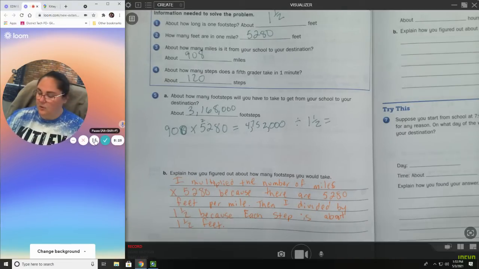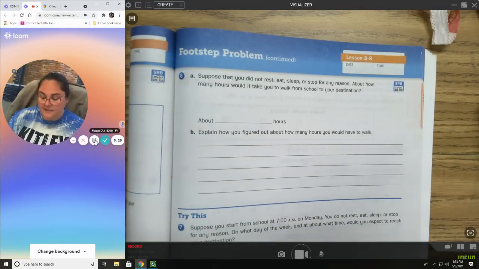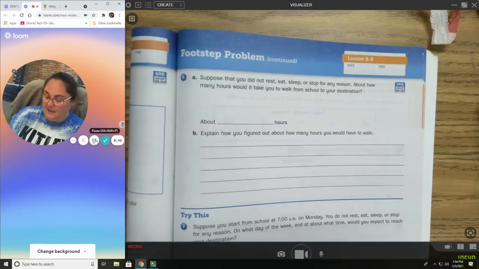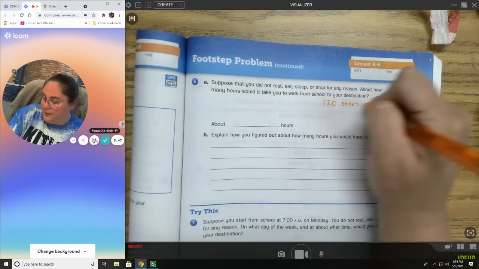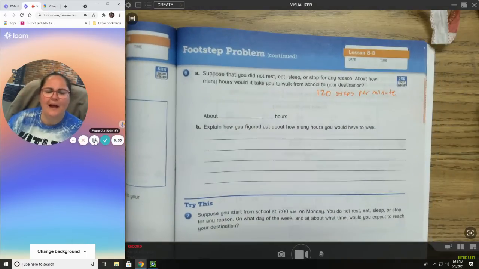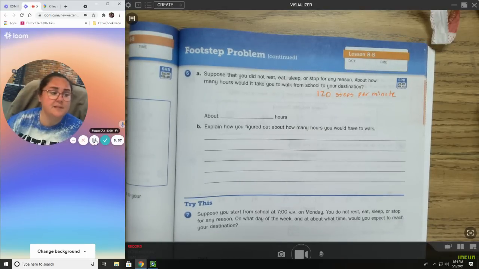All right, let's go on to page 301. It says, suppose that you did not rest, eat, sleep, or stop for any reason at all. How many hours would it take you to walk from school to your destination? Now remember, we said we'd do about 120 steps per minute. How many steps do we do per hour? You're going to multiply by 60. What is 120 times 60?